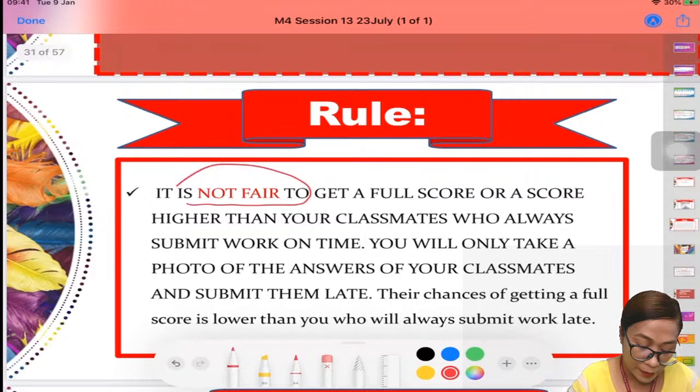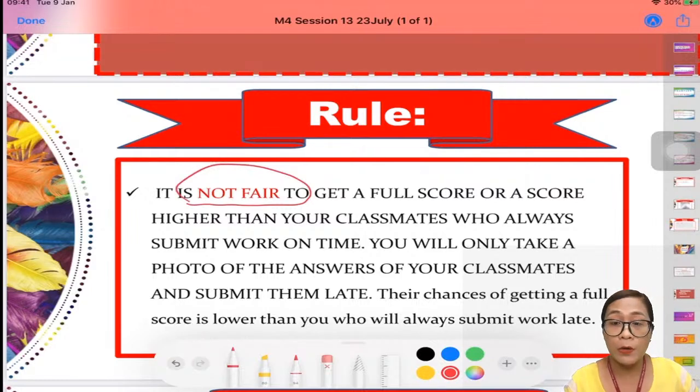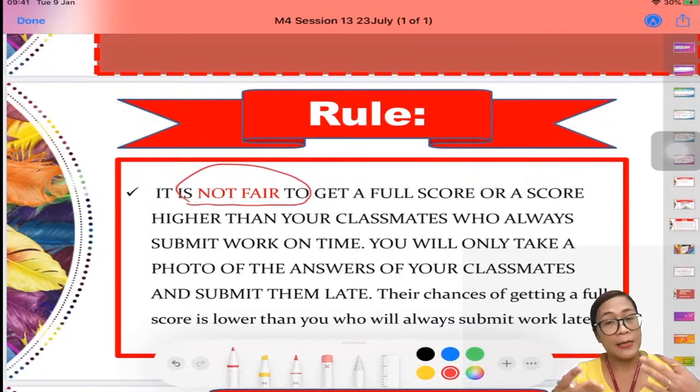It's not fair to get a full score or a score higher than your classmates who always submit work on time. You will only take a photo of the answers. Their chance of getting a full score is lower because they submit the work on time. If it's Monday, they maybe don't have that much time to check their answers, so they just submit the work on time and their score is, for example, 5 out of 10 or only 7 out of 10.